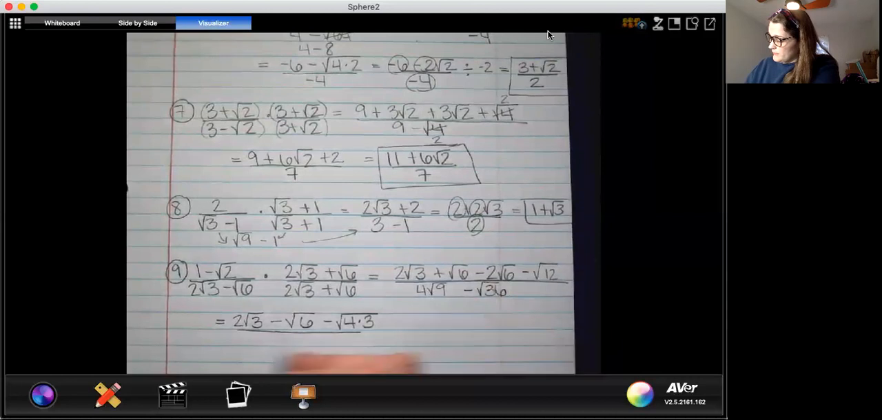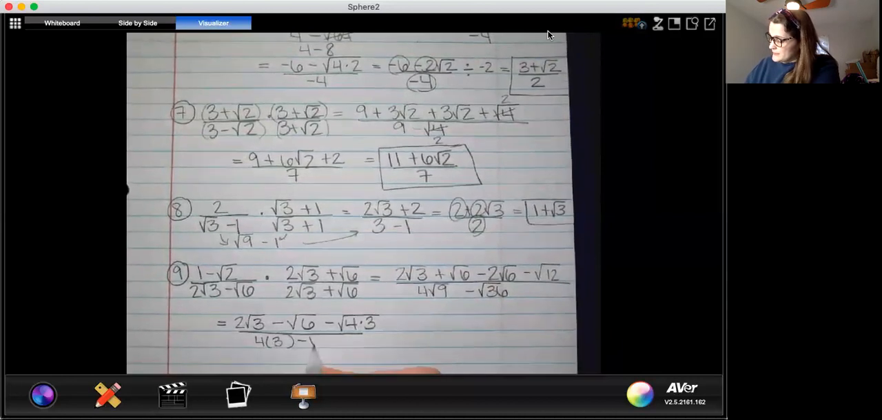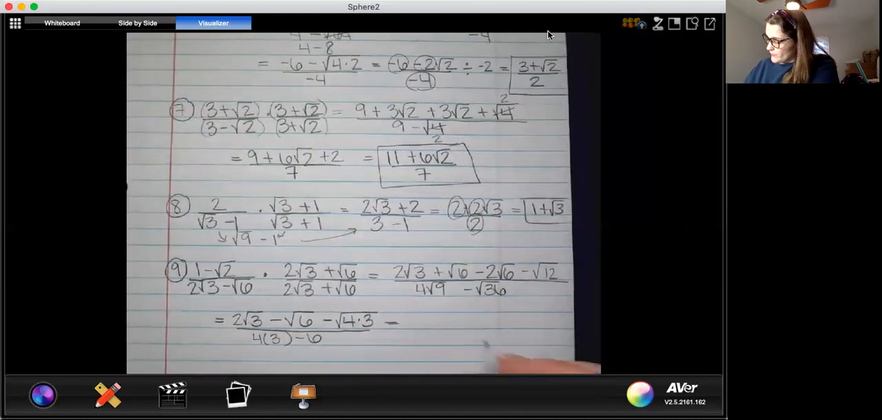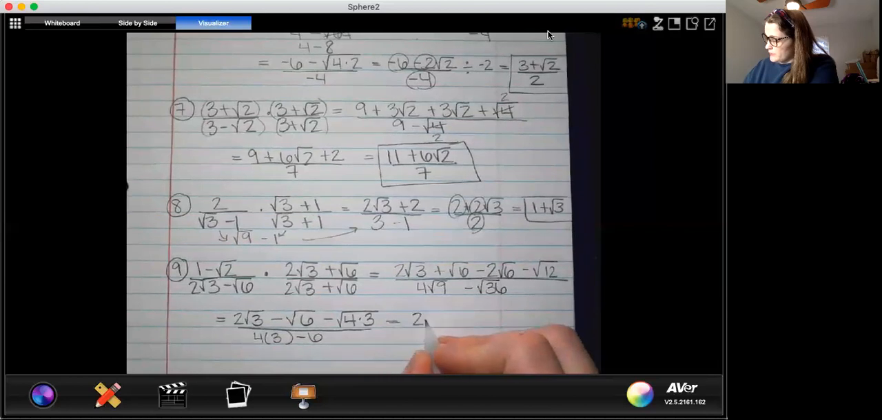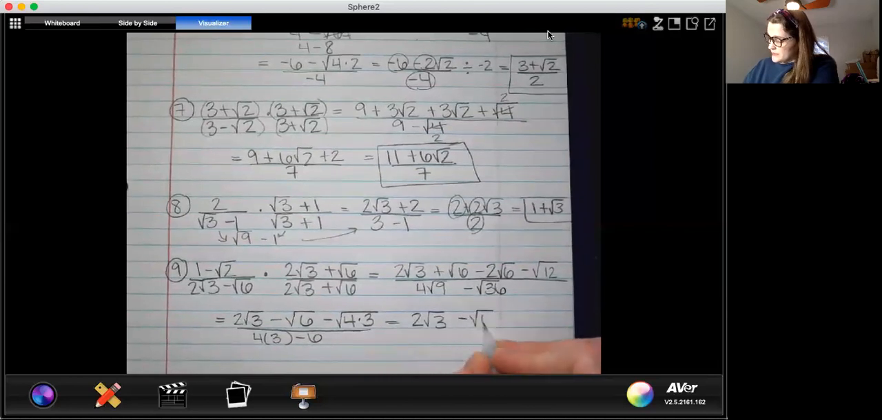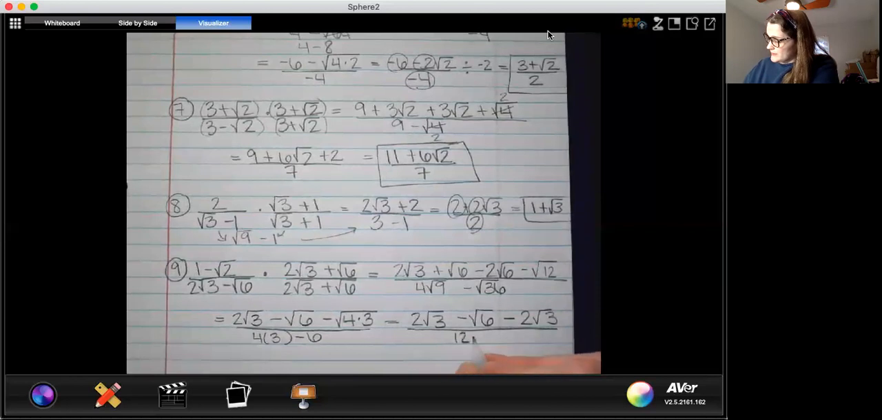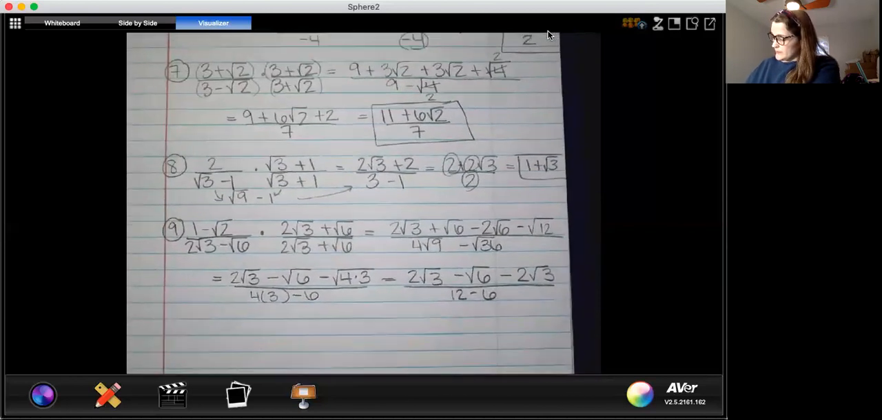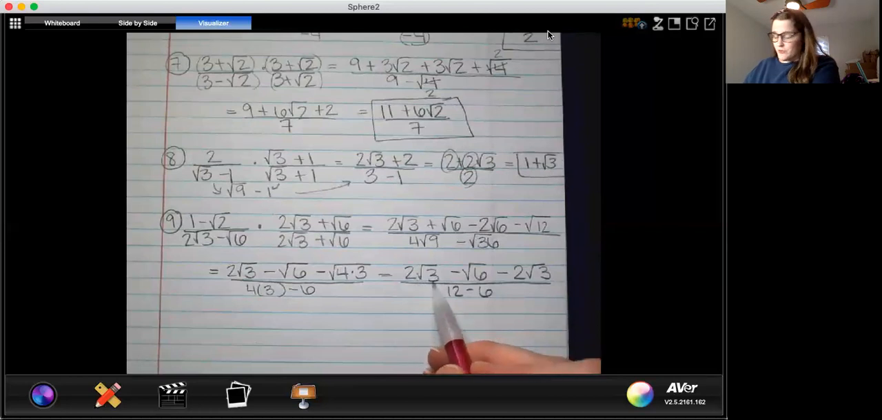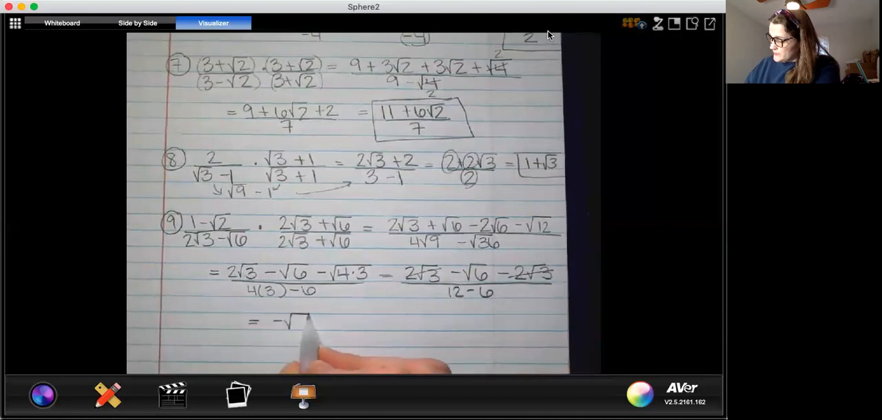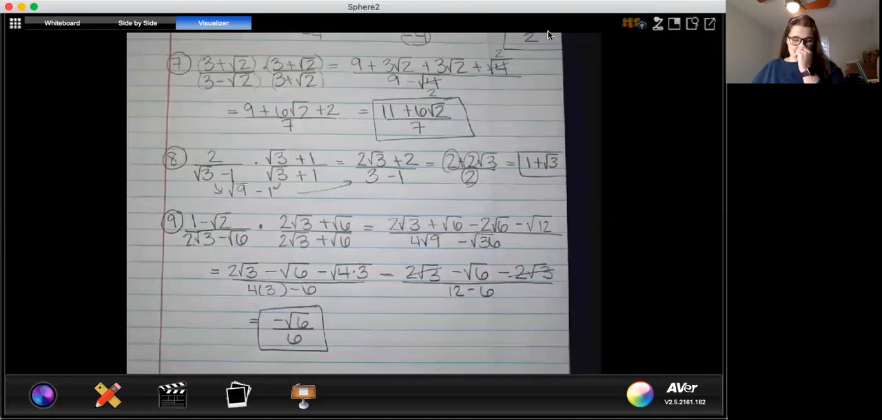Down here, we get 4 times 3 minus 6. So then up here, I get 2 square root of 3 minus square root of 6 minus 2 square root of 3 divided by 12 minus 6. Then it looks like 2 square root of 3 cancels with negative 2 square root of 3. So I get negative square root of 6 divided by 6. And that's my final answer.